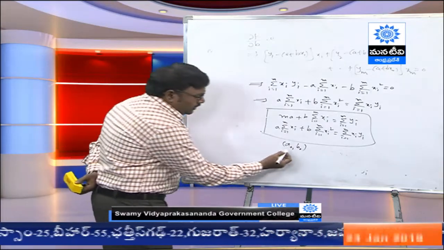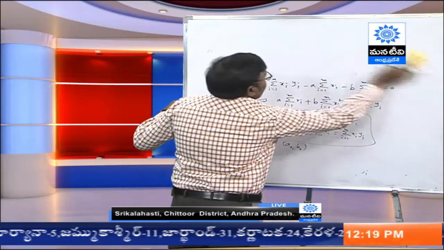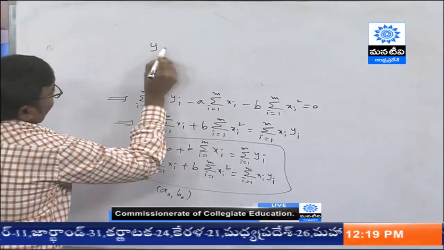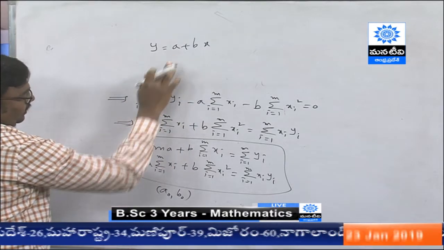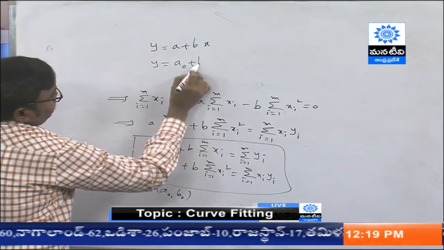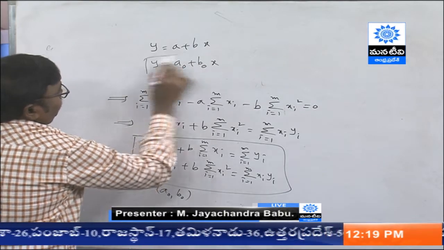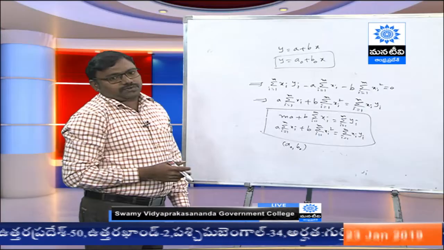So, substitute these two values in the required equation. Our required equation is y equal to a plus bx. Substitute a naught instead of a and b naught instead of b, meaning y equal to a naught plus b naught x. This will be the required straight line which is the best fit to the given data.